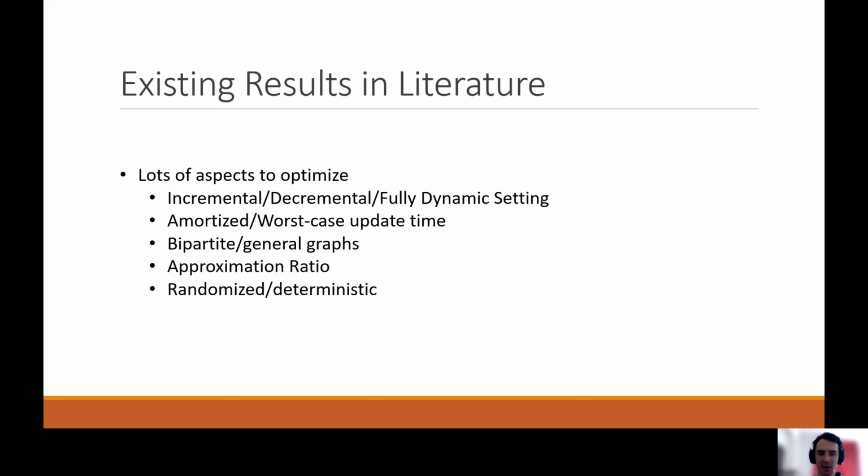And do know that there are so many factors to optimize in the case of the dynamic matching problem. It's also a research problem where there's quite a lot of results to choose from, because above the usual aspects of algorithms, running time, approximation ratio, amortized worst case, randomized deterministic, we also have 3 extra settings: incremental, decremental, and fully dynamic, where incremental stands for only edge insertions, decremental stands for only edge deletions, and fully dynamic stands for the combination of them. By the way, this particular result will hold for all 3 of these settings.